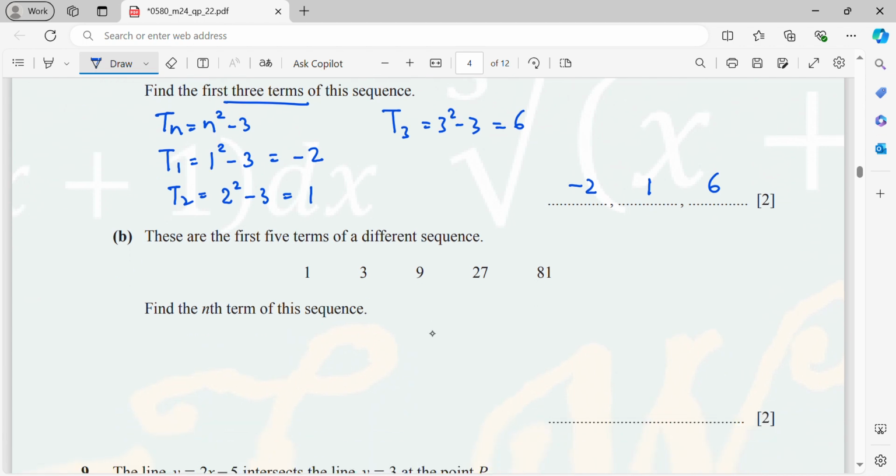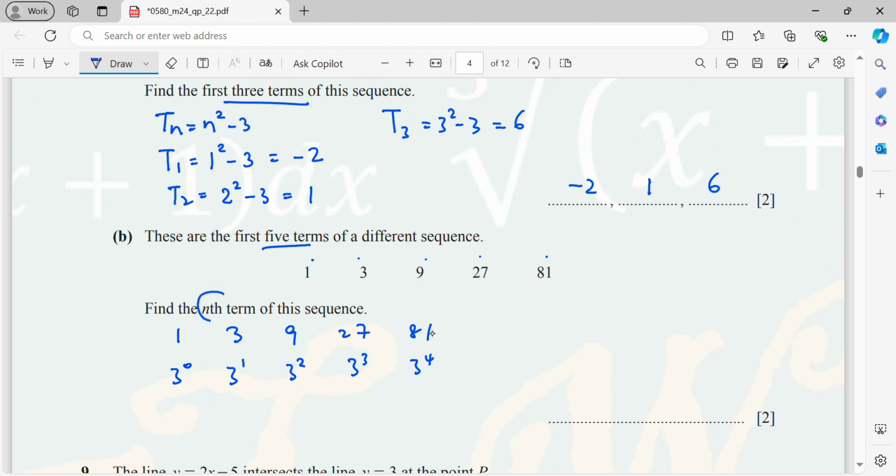So for B, these are the first 5 terms of a different sequence. Find the nth term of this sequence. Okay, now 1, 3, 9, 27, and 81. Okay, so this one is basically 3 power 0, because all of these can be expressed as multiples of 3. So 3 is basically 3 to the power 1. 9 is 3 squared. 27 is 3 cubed. 81 is 3 to the power 4.